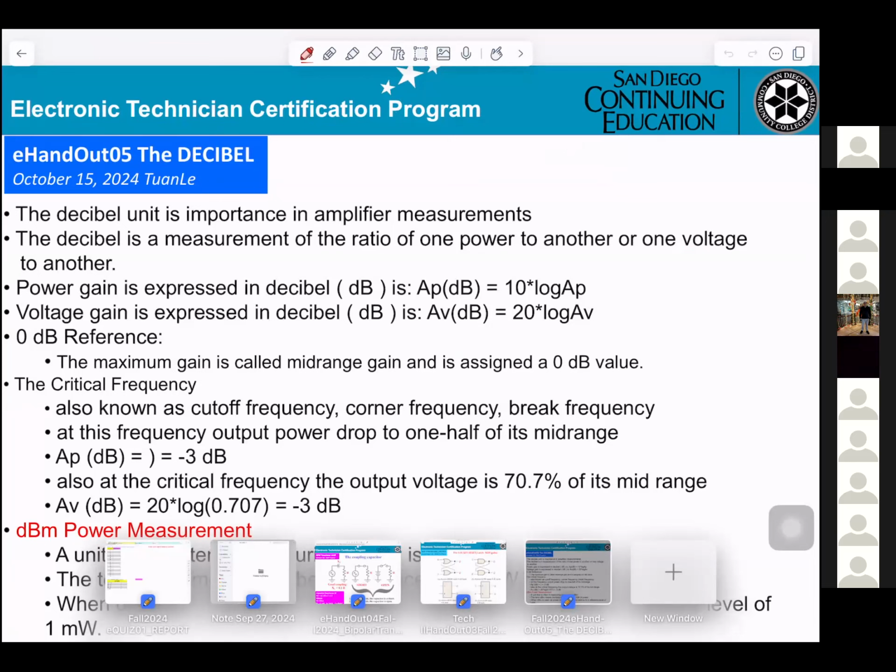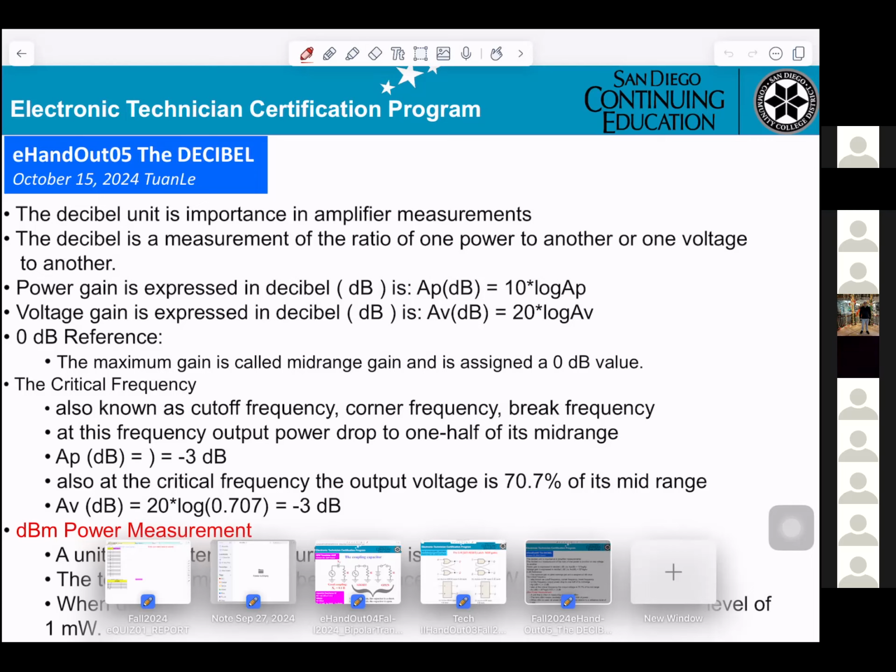Okay, first thing for today, we're talking about the decibel. Okay, it's really not important for the program, but you have to know the basics, the thing that they will be using in part of electronics.